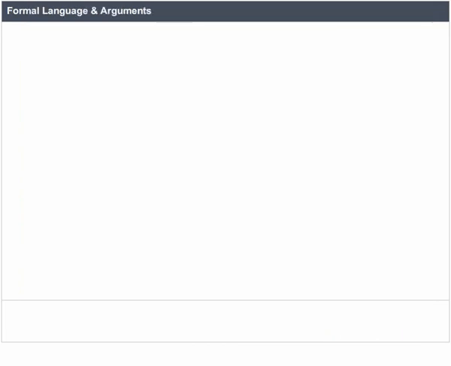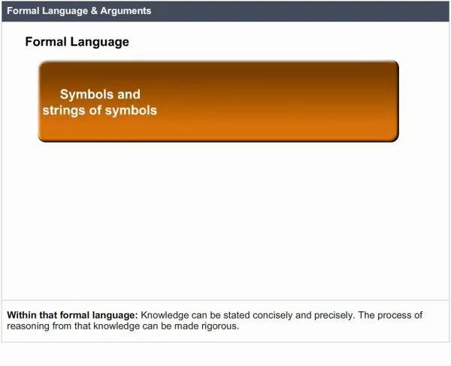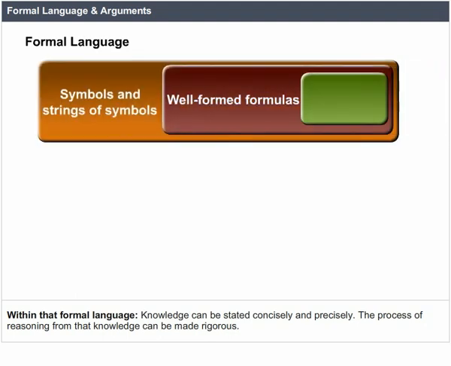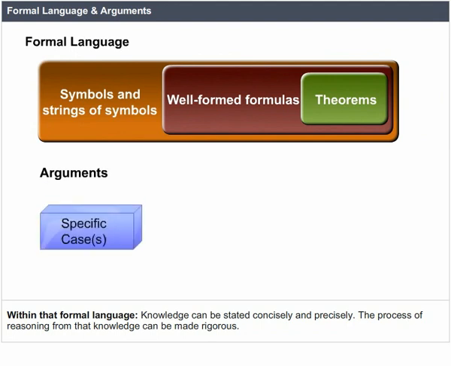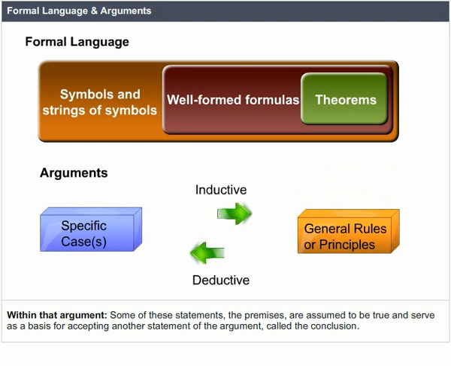Formal language and arguments. Formal language. Within that formal language, knowledge can be stated concisely and precisely. The process of reasoning from that knowledge can be made rigorous. Symbols and strings of symbols, well-formed formulas, theorems, arguments, specific cases, general rules or principles, inductive, deductive. Within an argument, some of the statements, the premises, are assumed to be true and serve as a basis for accepting another statement of the argument called the conclusion.